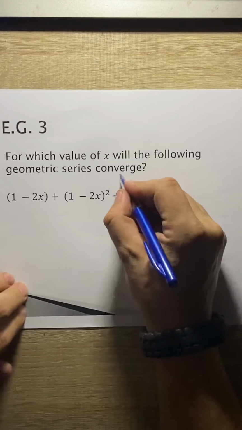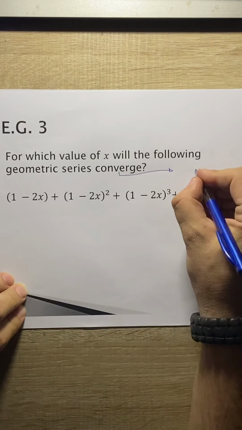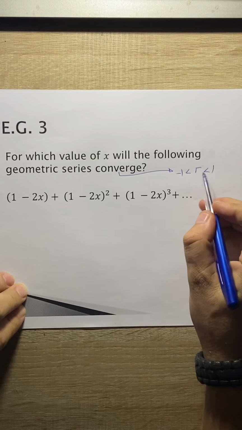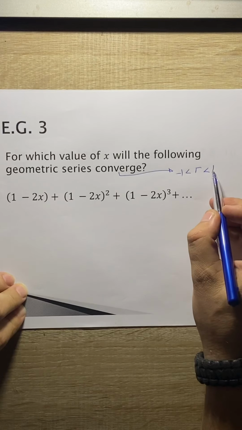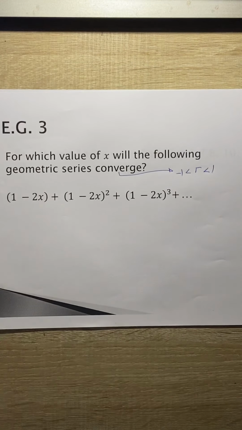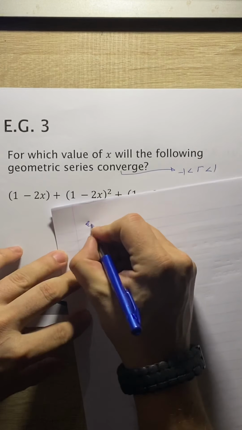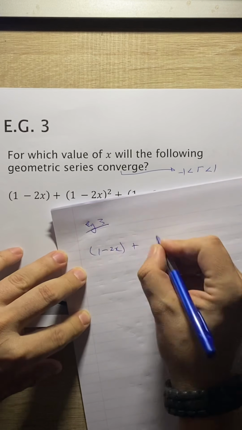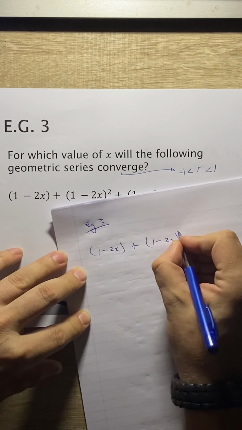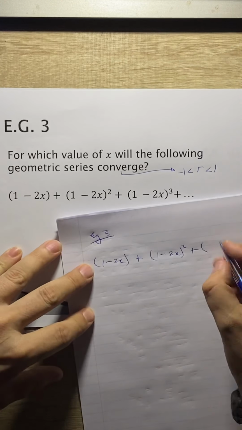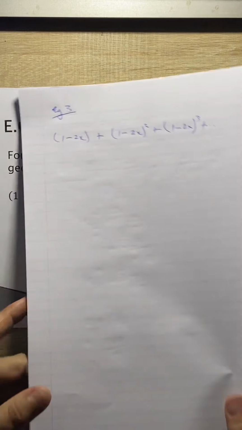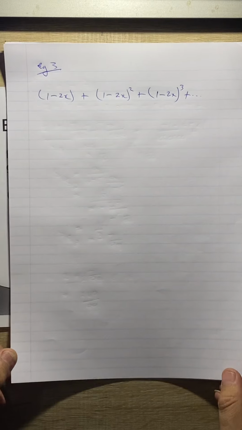Now you remember this, when they say converge, your condition for convergence is that your r must lie between -1 and 1. Okay, so I'm going to find out what our r is. So example 3, we've got 1 minus 2x plus (1 minus 2x) squared plus (1 minus 2x) cubed plus, and so on.